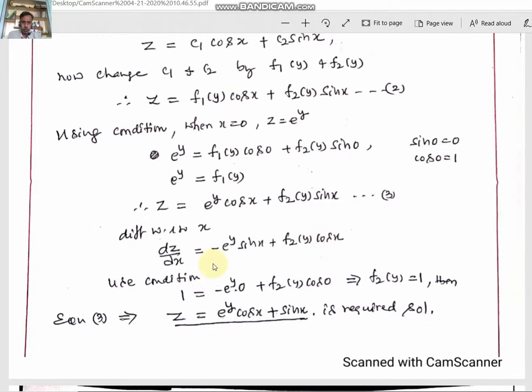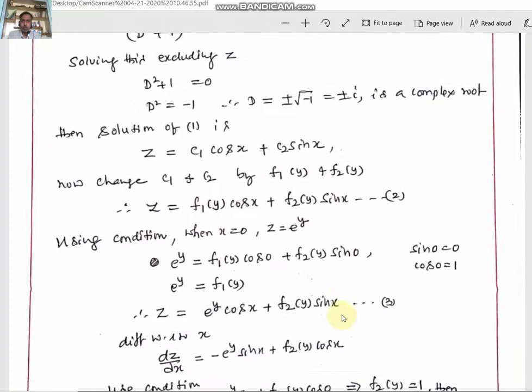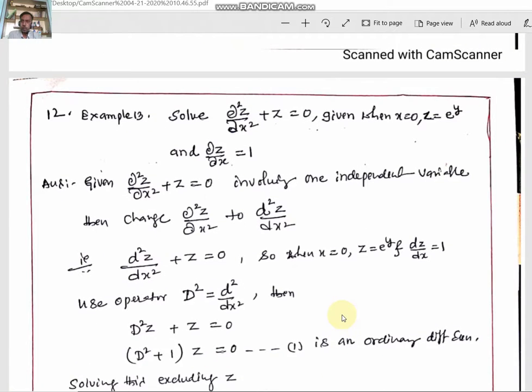Now use the condition dz by dx is equal to 1 and x is equal to 0. So left hand side it is 1, sin 0 is 0, cos 0 is 1. So f2(y) remains, f2(y) value will be 1. Substitute the f2(y) value in equation 3, it becomes z is equal to e power y cos x plus sin x. This is the required solution of the given homogeneous PDE.